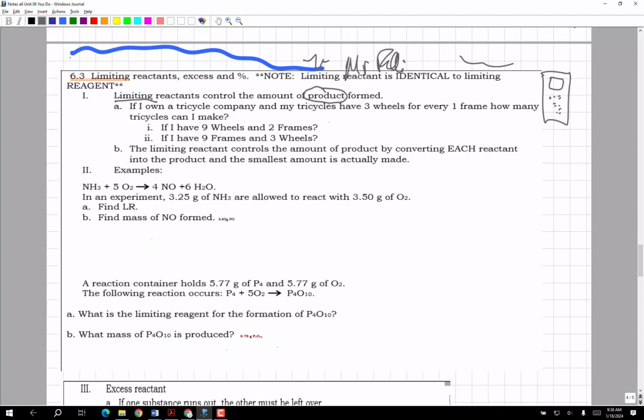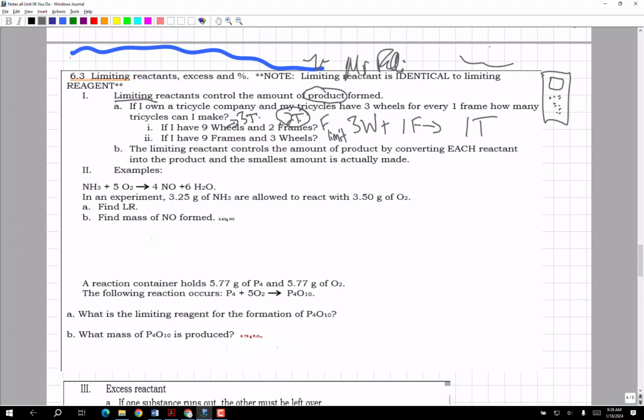So if I own a tricycle company and my tricycles have 3 wheels for every 1 frame, if I was super nerdy, I would go 3 wheels plus 1 frame yields 1 tricycle, right? So how many tricycles can I make if I have 9 wheels? Well, 9 wheels tells me I can make 3 tricycles. 2 frames tells me I can make 2 tricycles. So can I make 3 or can I make 2? I can only make 2 tricycles. Why? Frames limit the amount of tricycles I can make.